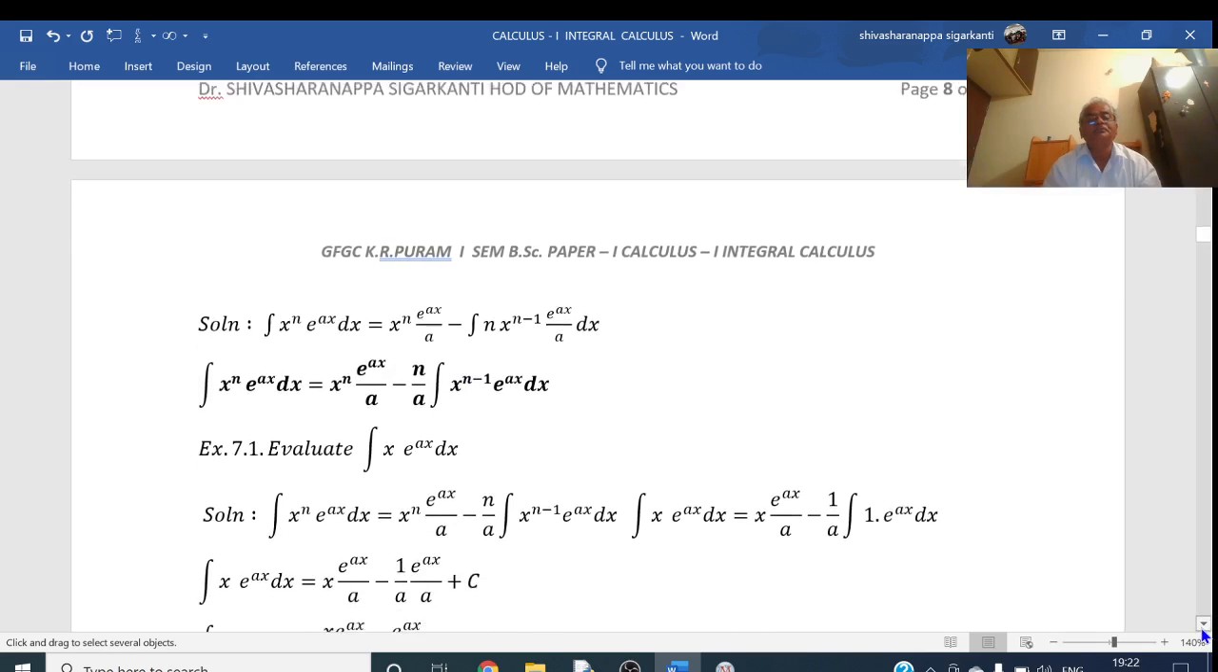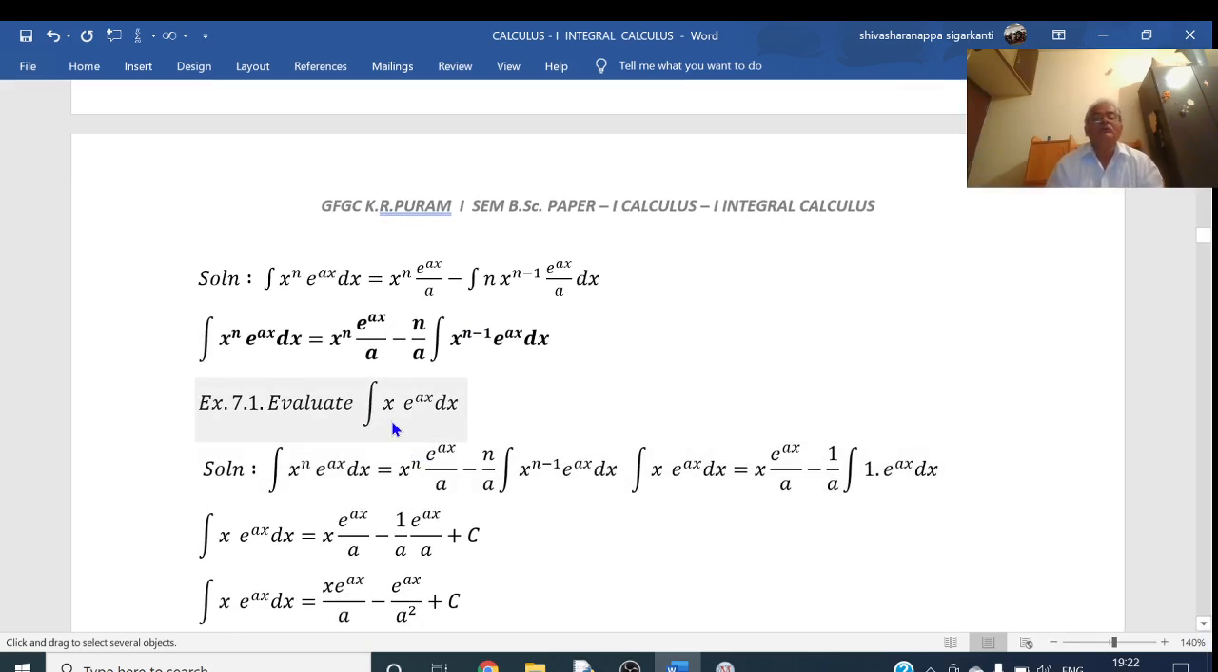Some examples: evaluate x into e power of ax into dx. So here we have n equal to 1. N equal to 1, then x into e power of ax into dx is equal to x power of 1. So that is equal to x into e power of ax by a minus n by a, 1 by a into, here I am taking n is equal to 1, this becomes x to the power of 0, that is equal to 1.